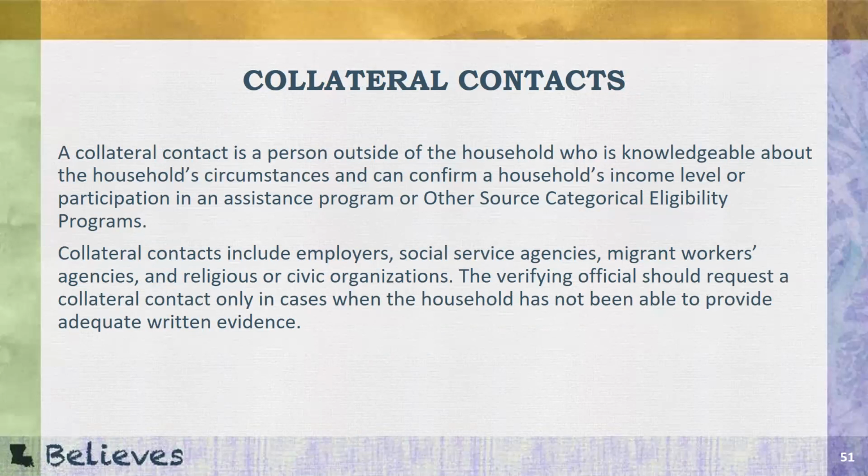A collateral contact is a person outside of the household who is knowledgeable about the household's circumstances and can confirm a household's income level or participation in an assistance program or other source categorical eligibility programs. Collateral contacts include employers, social service agencies, migrant workers agencies, and religious or civic organizations. The verifying official should request a collateral contact only in cases when the household has not been able to provide adequate written evidence.